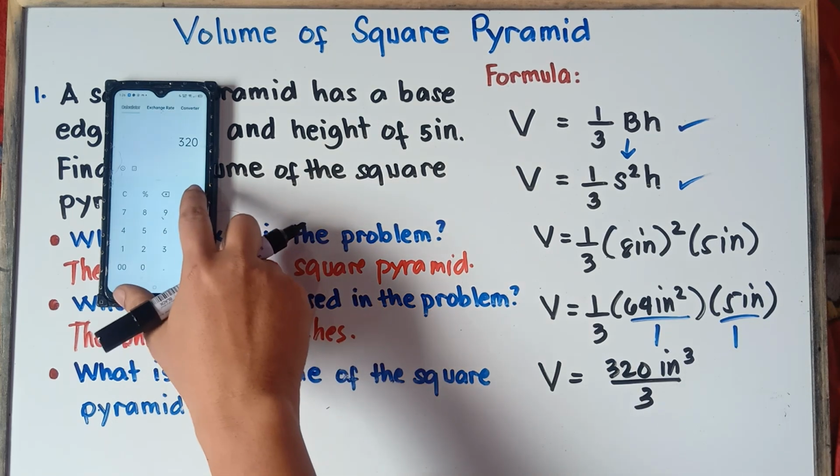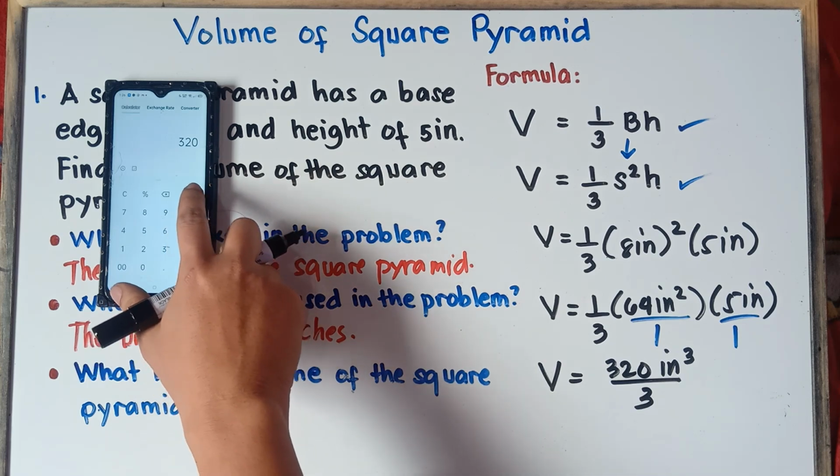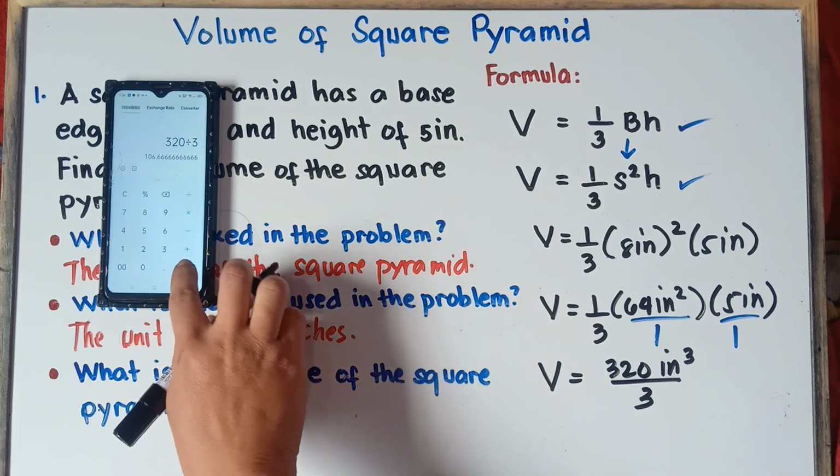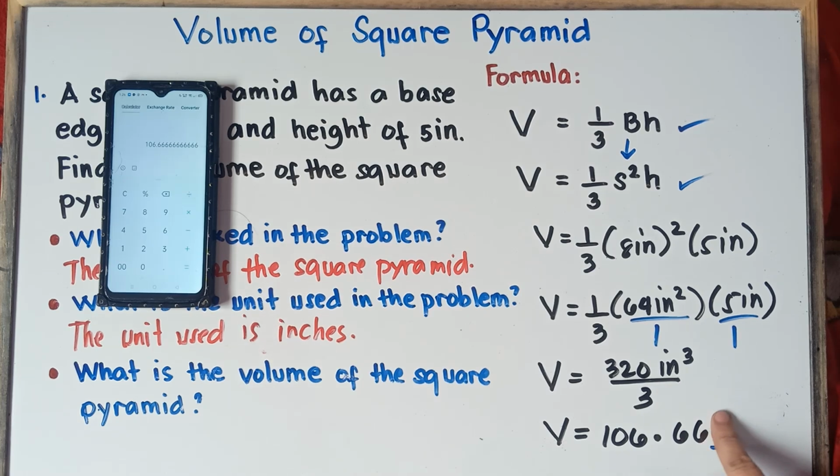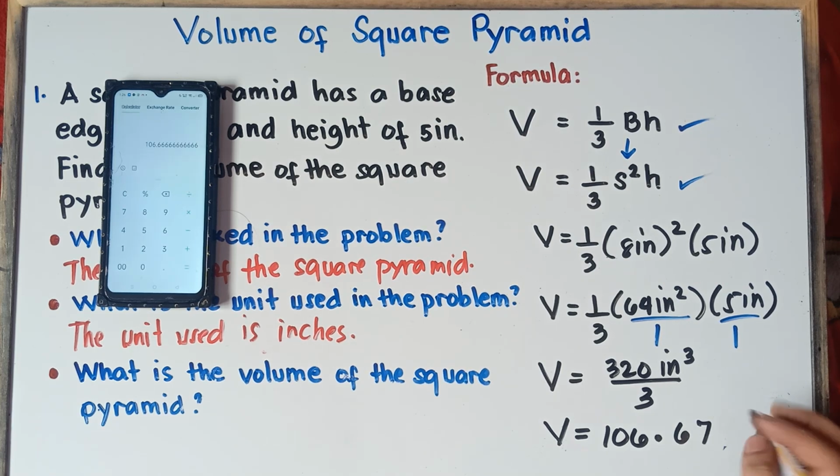Alright, and then simply divide. 320 cubic inches divided by 3. And our final answer, volume, is equal to 106.666. So after 6, that is 6, so we can round up. So therefore, our answer, volume, is equal to 106.67. Do not forget the units, cubic inches.